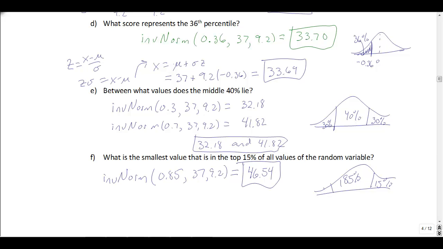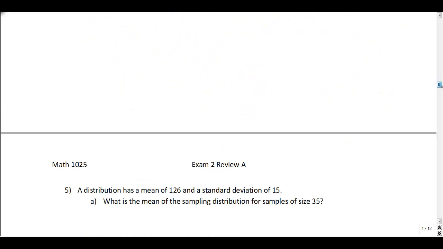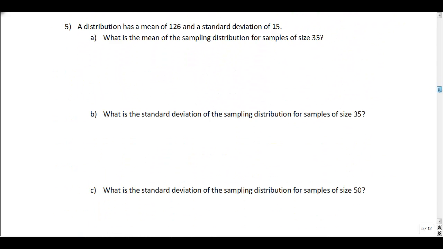That should be the smallest value where there's 15% of all the values above that. So 15% of the time we should get something bigger than that. Okay, next one. It says a distribution has a mean of 126 and deviation of 15. What is the mean of the sampling distribution for samples of size 35?